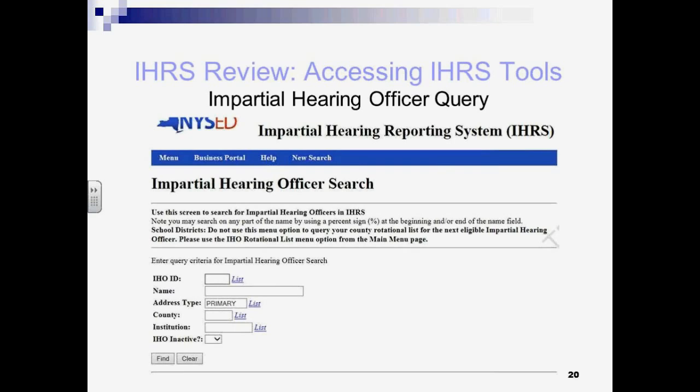We recommend searching by last name, and if that does not return the desired result, we suggest entering a percent symbol in the beginning and/or end of any part of the name when searching by this field. In the address type field, there are two types to query, primary and secondary. Primary is the default, and secondary may be included with your contact information if you have indicated a second address you wish to be contacted at.